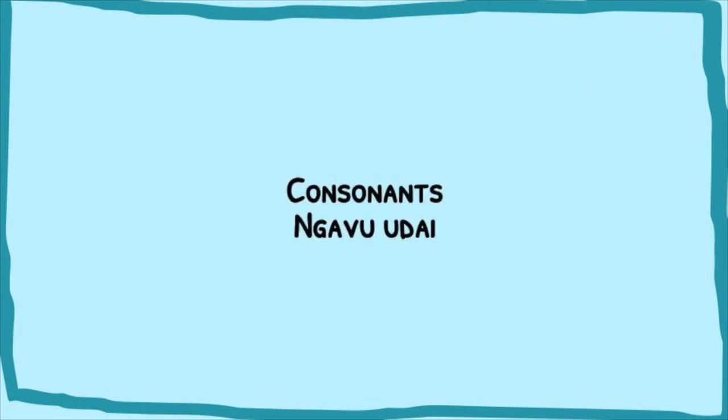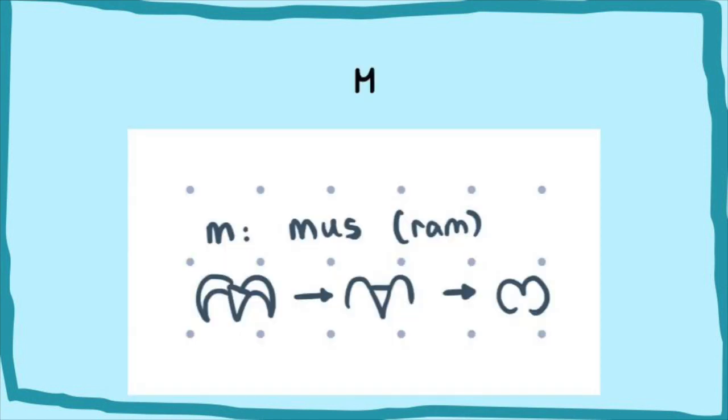First, let's start with the consonants. In Tanakh, their symbols are called ngavu udai, literally meaning body of symbol. First is ma. This letter comes from the word mus, meaning sheep or ram. It evolved from the drawing of a ram's horn. This letter is written from left to right in one stroke. Its name in the language is ma.